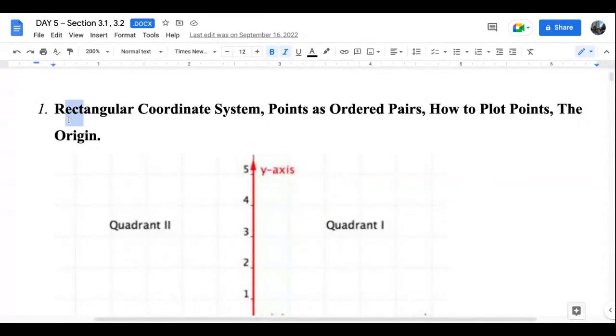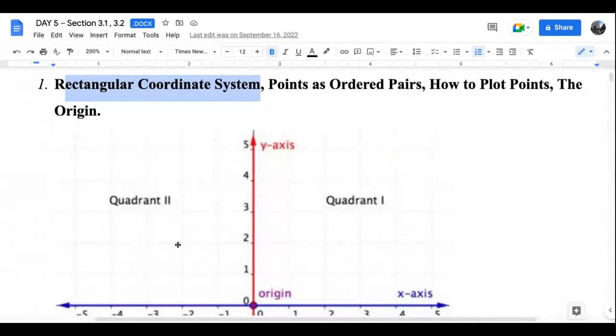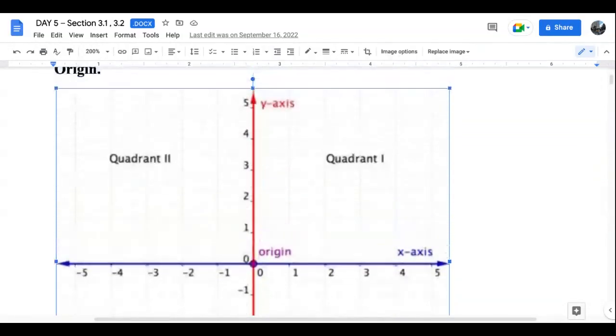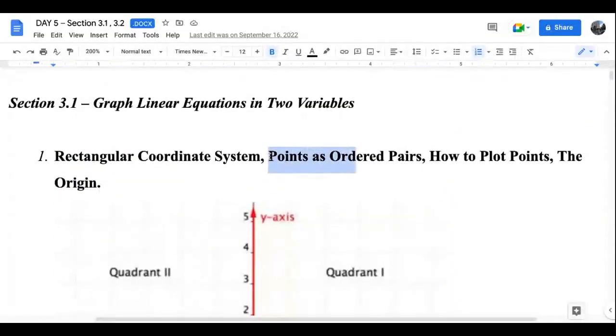So this one we call rectangular coordinate system, right? Or sometimes we call it Cartesian. Cartesian is by the mathematician's name Descartes. Cartesian coordinates, right? And points are called ordered pairs. A point on the coordinate system has a fancy name, ordered pair. How to plot points and the origin.